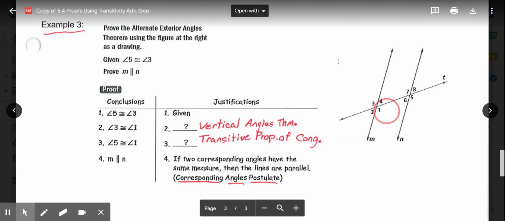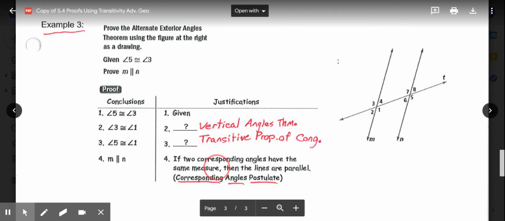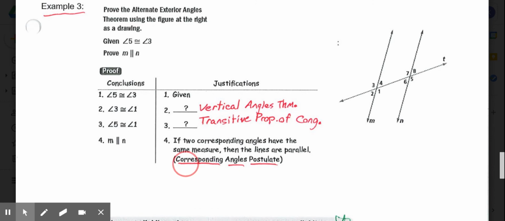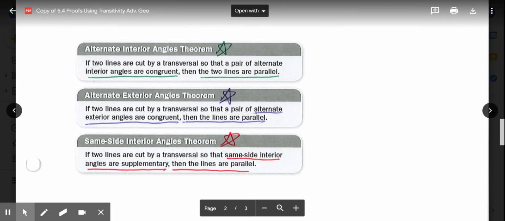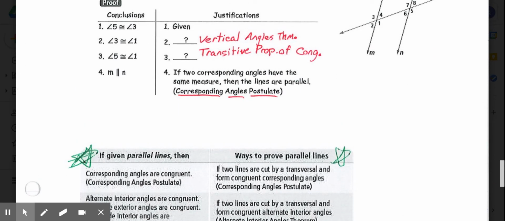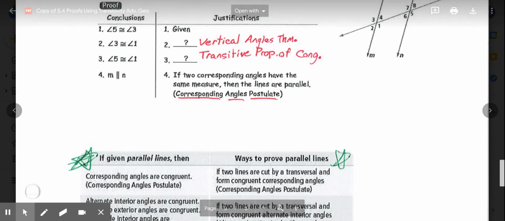And then 5 and 1 are corresponding angles. So if 2 corresponding angles have the same measure, then the lines are parallel. So that is using the corresponding angles postulate. So it's not one of these 3 theorems, but it's a similar postulate that states if our corresponding angles have the same measure, then the lines are parallel.